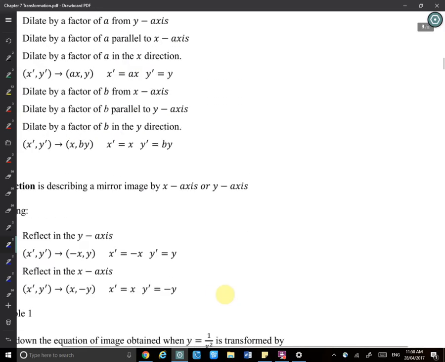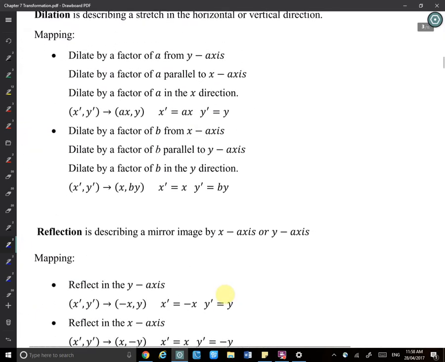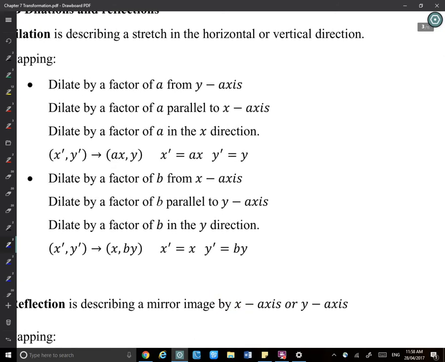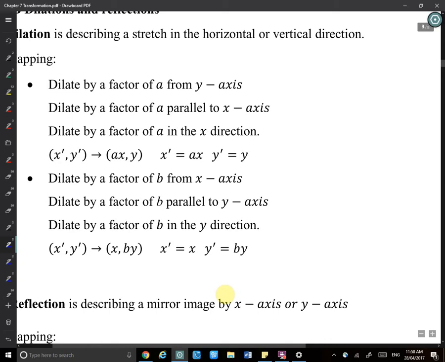Okay, do a little bit about dilation. Dilation and reflection. I want to finish the mapping method. Dilation by a factor of a from the y-axis.